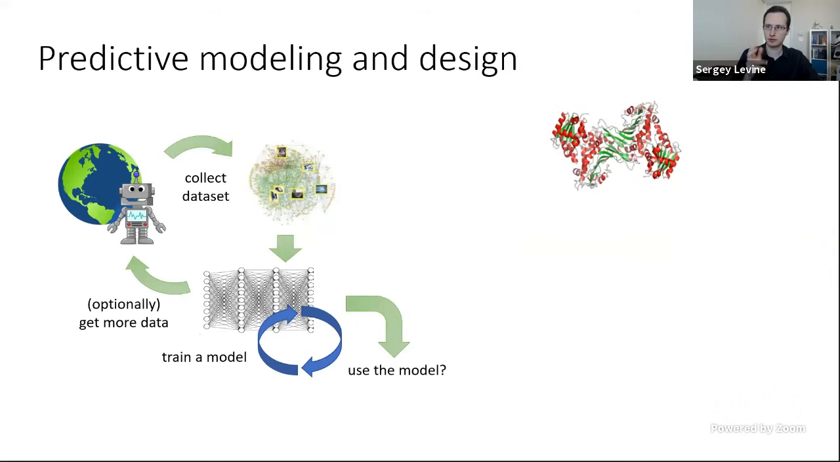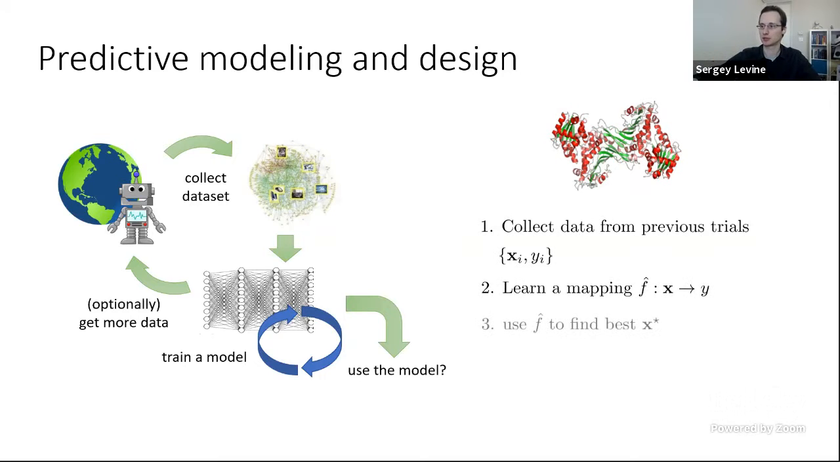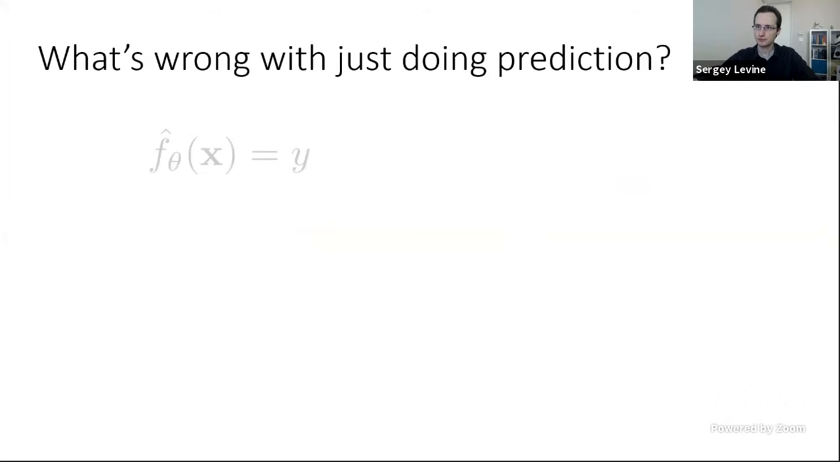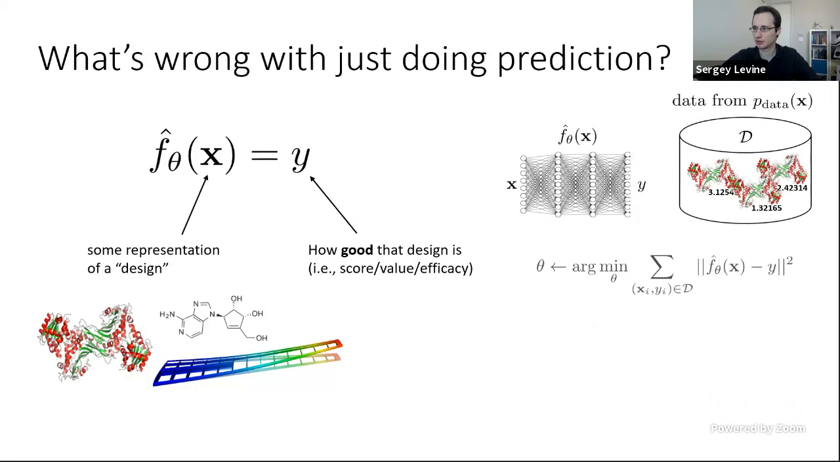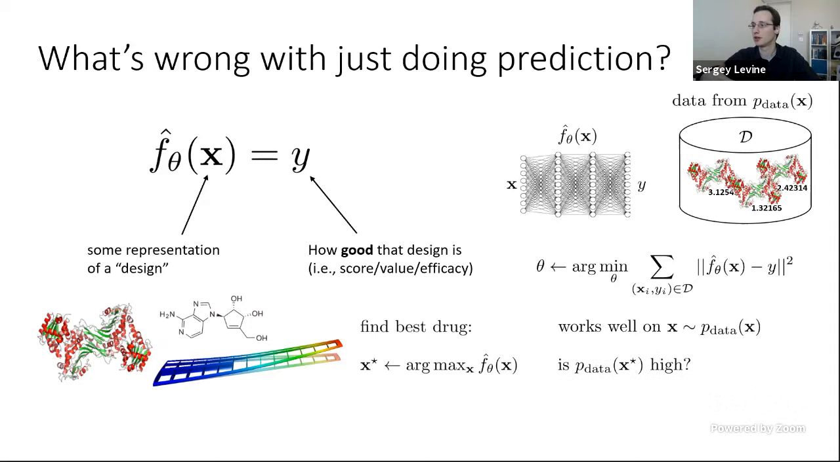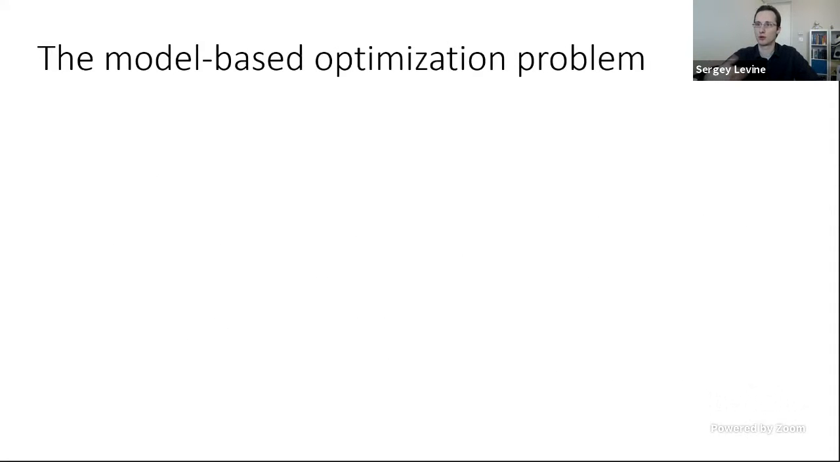All right, so here we're going to be dealing with predictive modeling and design. So the setup we're concerned with, we collect data from previous trials. Data consists of tuples of x and y. We learn a mapping from x to y, and then we're going to use that mapping to find the best x. So if this was a Q function, we would be doing RL, but we're just going to be doing design. We could optionally collect more data, but we're going to focus on the fully offline case here. So what's wrong with just doing prediction? Well, I've mentioned this before, but essentially the problem is that when you optimize your new design to find the argmax of the learned function, you might get an out-of-distribution input or an adversarial example.